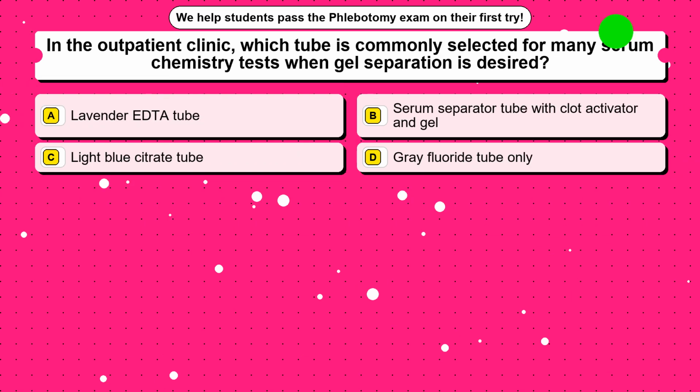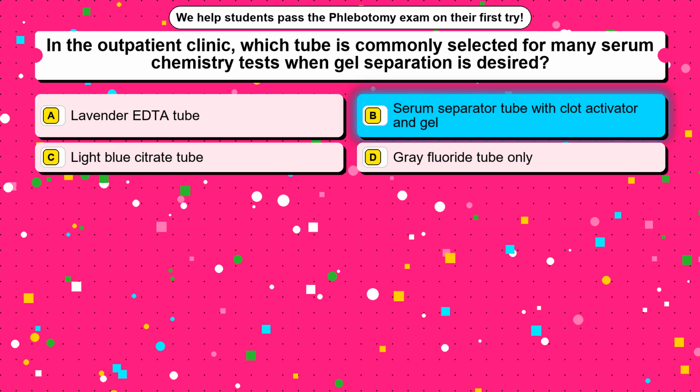Question 49. In the outpatient clinic, which tube is commonly selected for many serum chemistry tests when gel separation is desired? Option A, lavender EDTA tube. Option B, serum separator tube with clot activator and gel. Option C, light blue citrate tube. Option D, gray fluoride tube only.